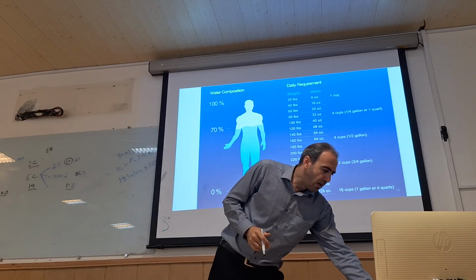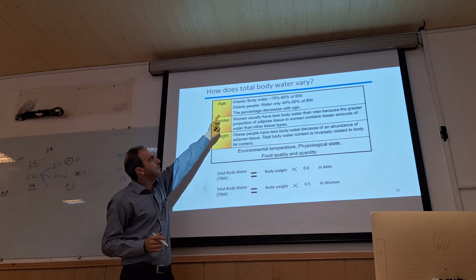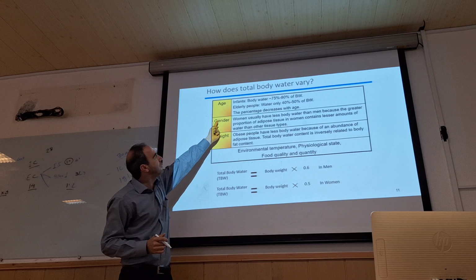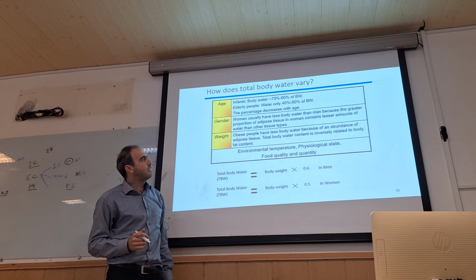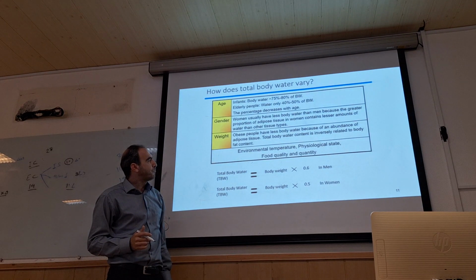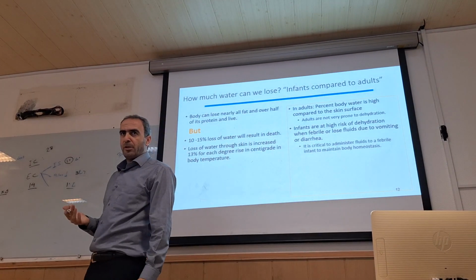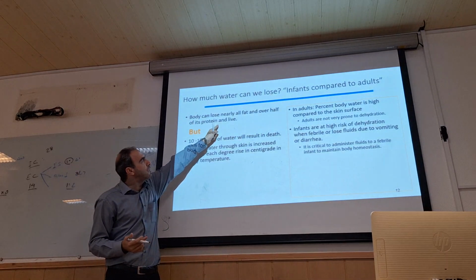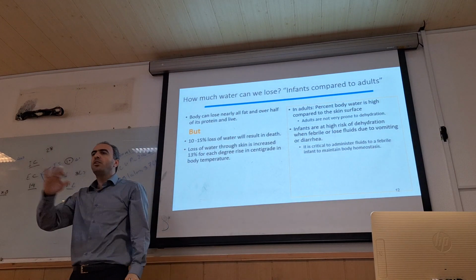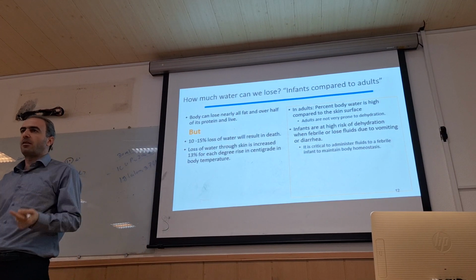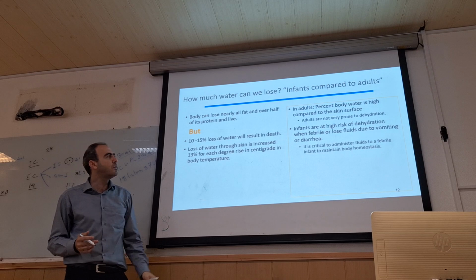And as I mentioned, this can be different by age. In infants it is 75 to 80%, in the elderly less than 40. And women have less body water in comparison to men because of adipose tissue, in total body water. Related to the importance of water in our body, we can lose nearly all fat and half of our protein without any problem, and we are still alive. But if we lose just 10 to 15% of water, we will die.